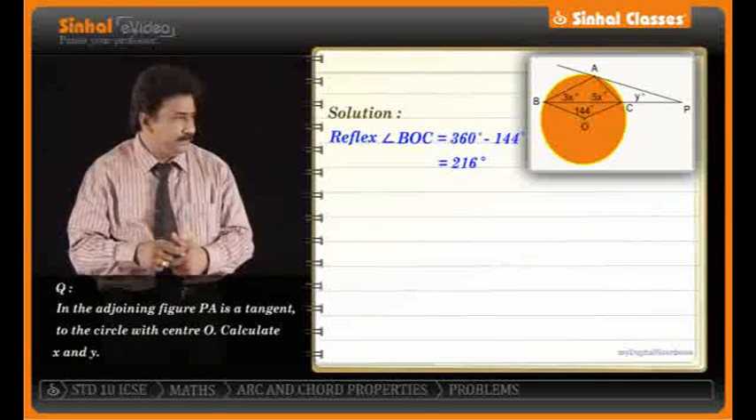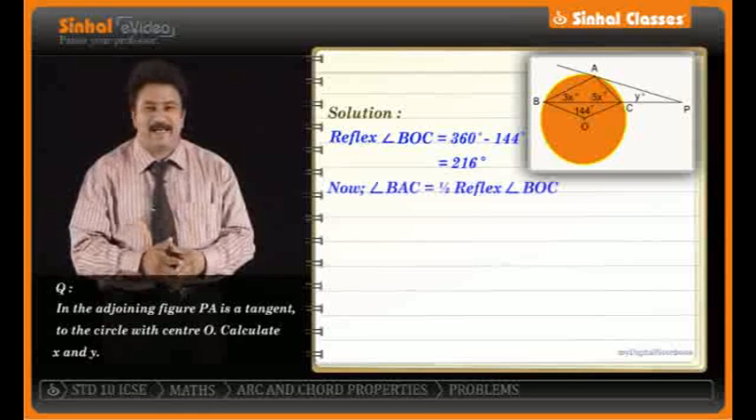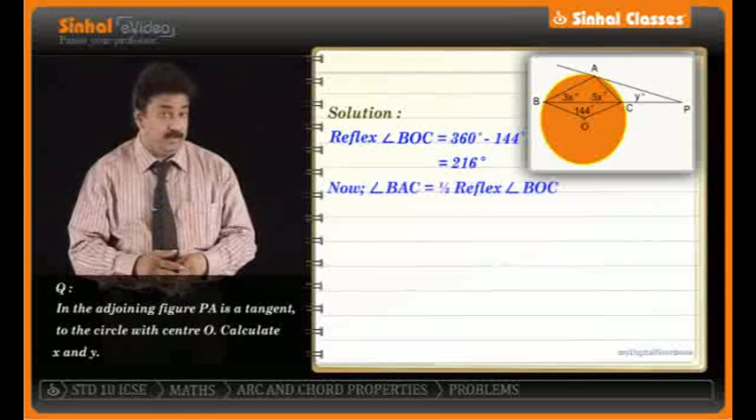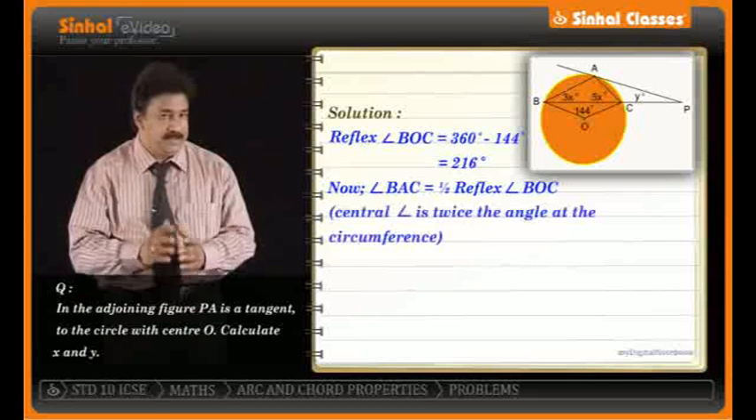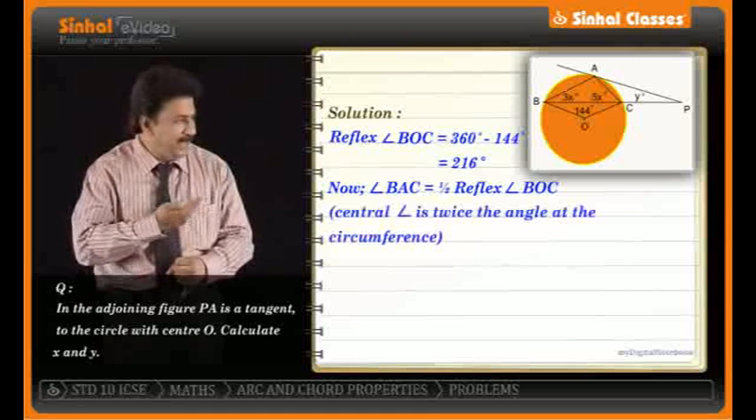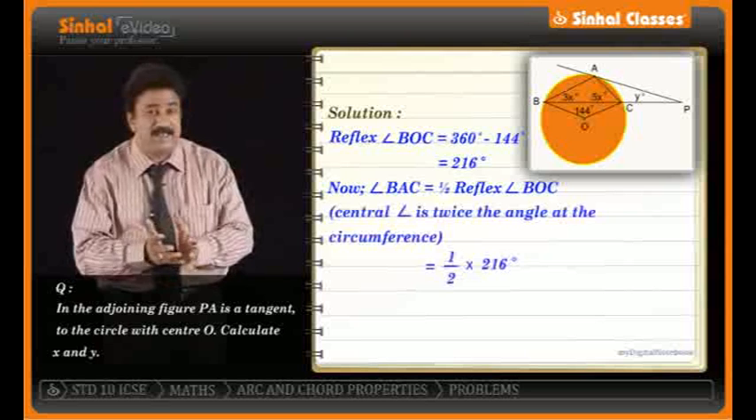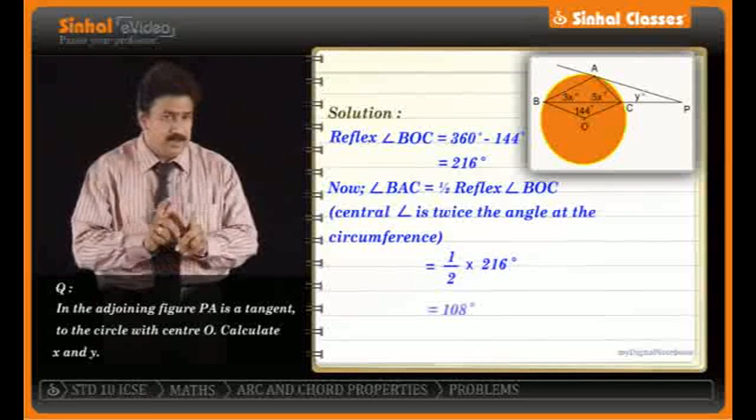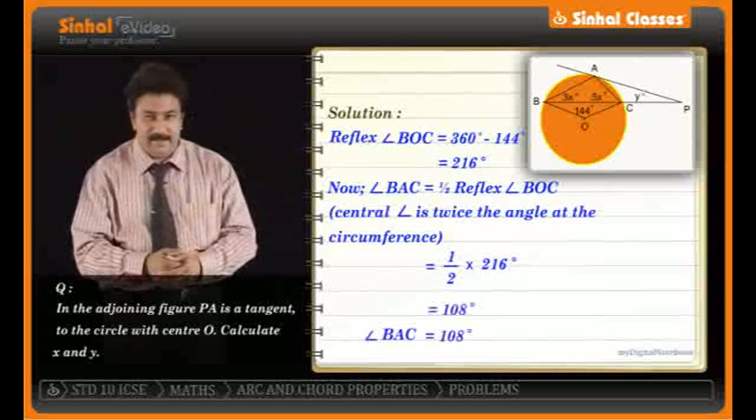From here what do I get? I can find now angle BAC is half of reflex angle BOC. Why? Because the central angle is always twice the angle at the circumference. Therefore, what do we get as the value? Angle BAC is half of 216. That is half of 216 is 108 degrees. So 108 degrees is the measurement of angle BAC.